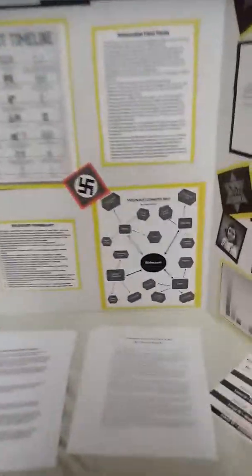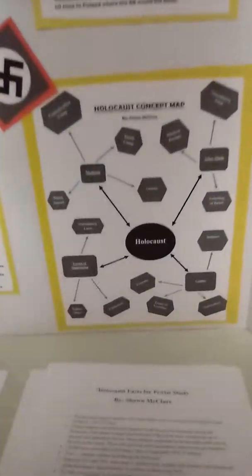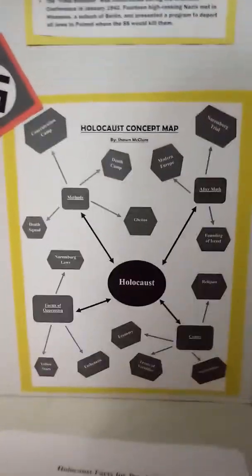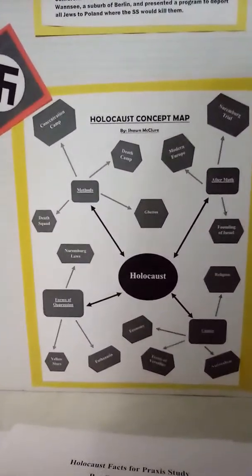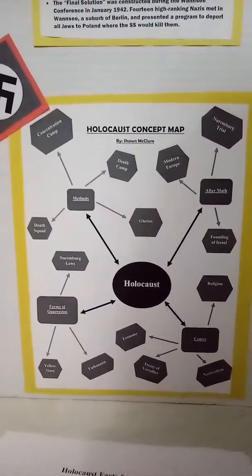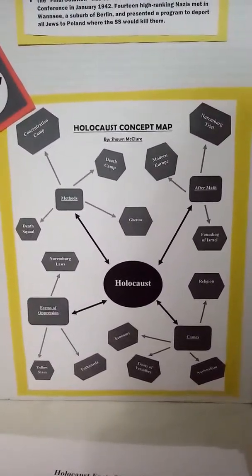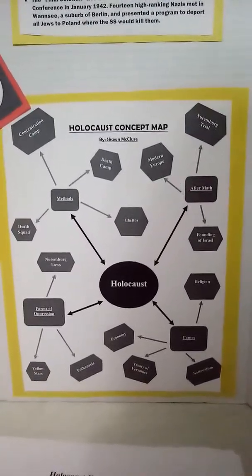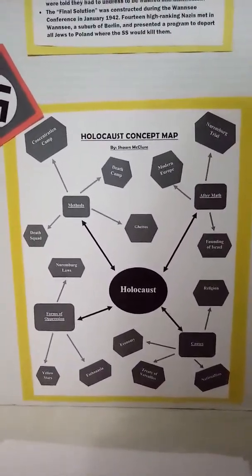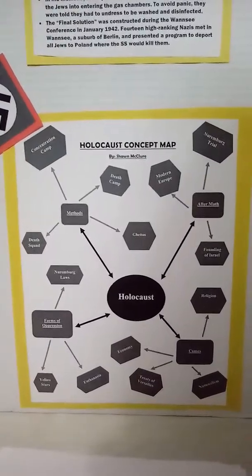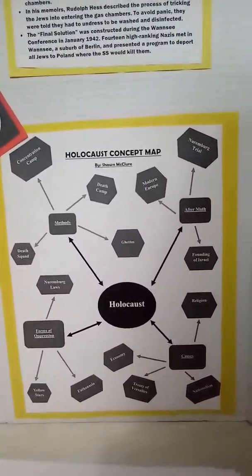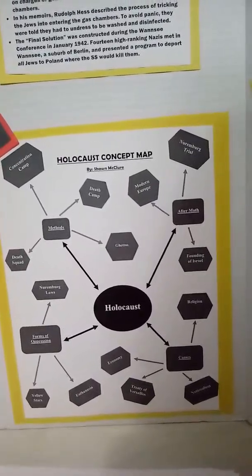And I wanted to show you my concept map here that I created. I did this on Word, and it talks about the forms of oppression, which is the Nuremberg laws, the yellow stars, and euthanasia. The causes of the Holocaust were things like the Treaty of Versailles, the economy, nationalism, and religion. And the methods that they used were the death squads, concentration camps, death camps, and ghettos. And then the aftermath, of course, is modern Europe, the Nuremberg trial, and the founding of Israel.